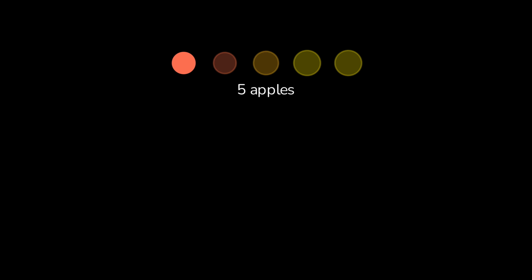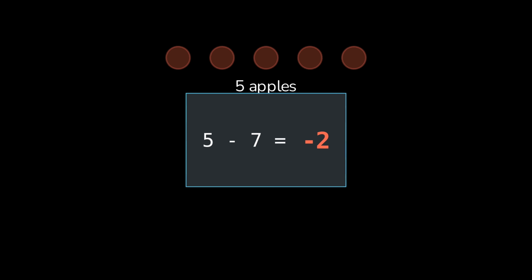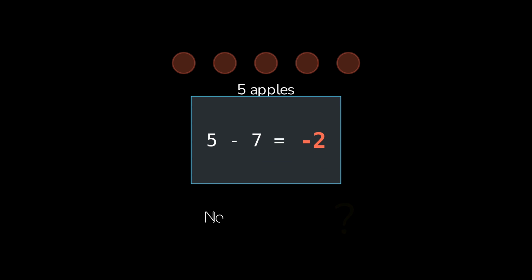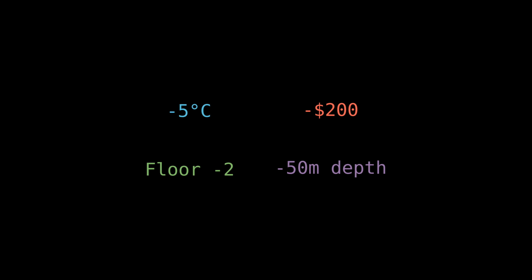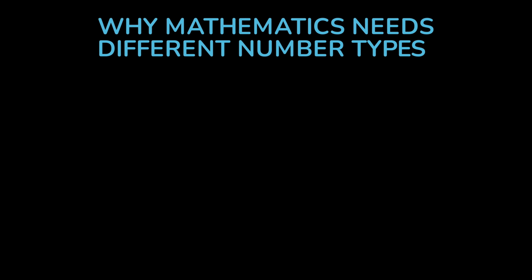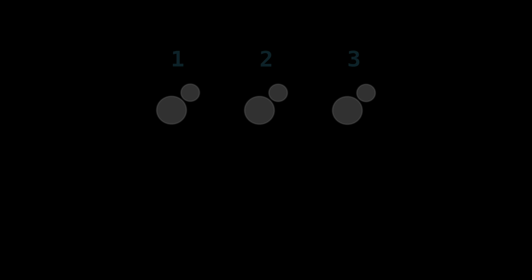You have 5 apples. Your friend asks for 7. What's left? Your calculator says -2, but negative apples? That's impossible. Yet mathematics says it's perfectly fine. Today you'll discover why we invented different types of numbers, and trust me, the reason is brilliant. Each type solves a problem the previous one couldn't. Let's start from the very beginning.